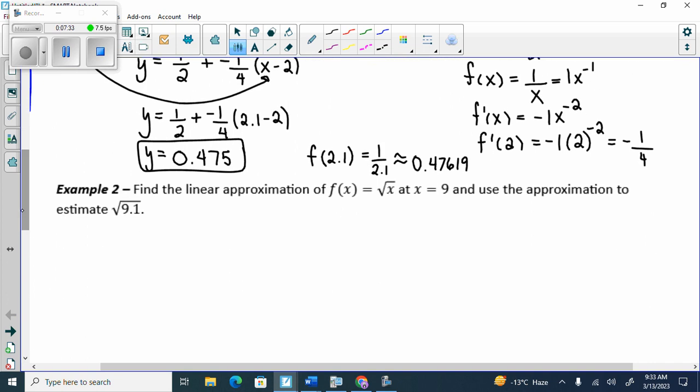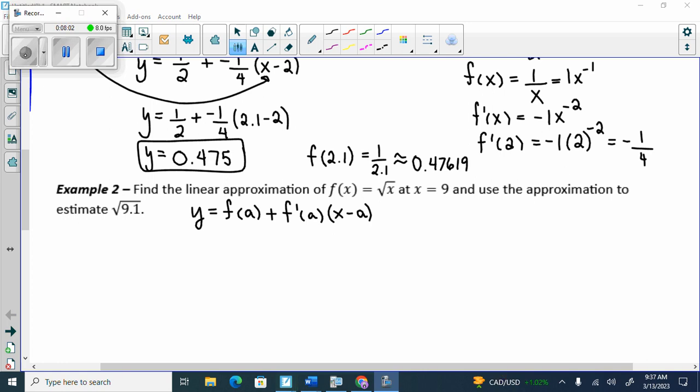Now this one says, find the linear approximation of f of x equals square root x at x equals 9. Use the approximation to estimate root 9.1. Okay, so we still have to set up our formula. Our formula is y equals f of a plus f prime of a times x minus a. You try that one out.